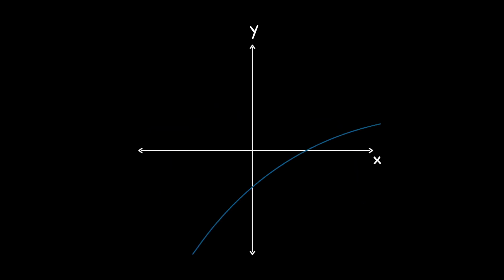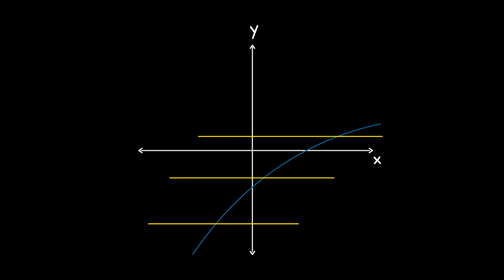Here's the graph of another function. Let's ask the question, is this function invertible? Well, by using the horizontal line test, we can see that any horizontal line drawn through the graph of this function will intersect the graph at most one place. Therefore, this function is invertible. At least the part of the graph that we see here is invertible.